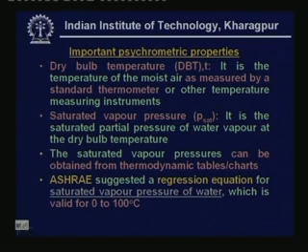So, Hyland suggested a regression equation for saturated vapor pressure of water, which is valid for 0 to 100 degrees centigrade. That means, if you have the thermodynamic tables or charts, then straight away you can get the values of saturated vapor pressure of water if you know the temperature. If you want to computerize this and do the calculations on the computer, then you need this in the form of an equation. So, Hyland suggested a very accurate regression equation for the saturated vapor pressure of water.